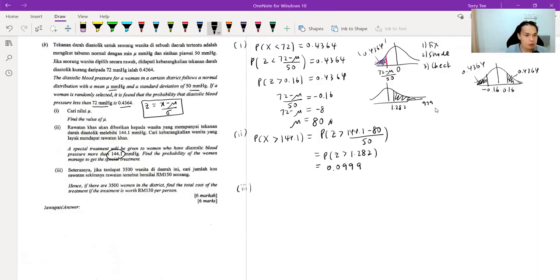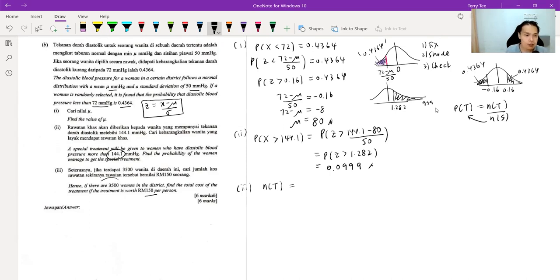Yeah, I found the probability, but there are 3,500 women in the district. Find the total cost of treatment if the treatment is worth 150 per person. So we must find how many people actually get the treatment. Okay, number of people who get the treatment, I just put NT here. Remember, the probability of someone who gets the treatment is the number of people who get the treatment over NS. NS stands for the size of your sample space.